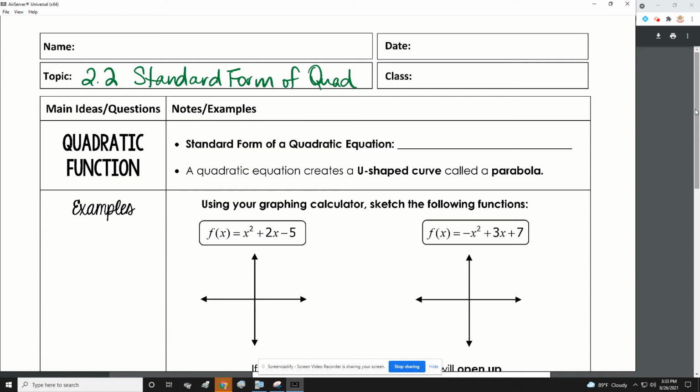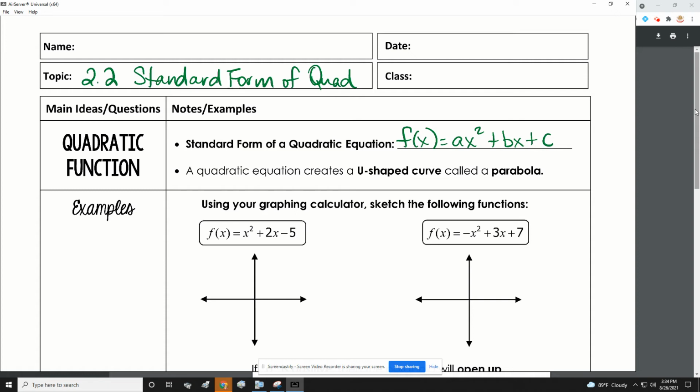So standard form is going to be the form f of x equals ax squared plus bx plus c. So a, b, and c are going to be numbers when we have the actual function. And we talked about this a little yesterday, but a quadratic equation creates a U-shaped curve called a parabola.